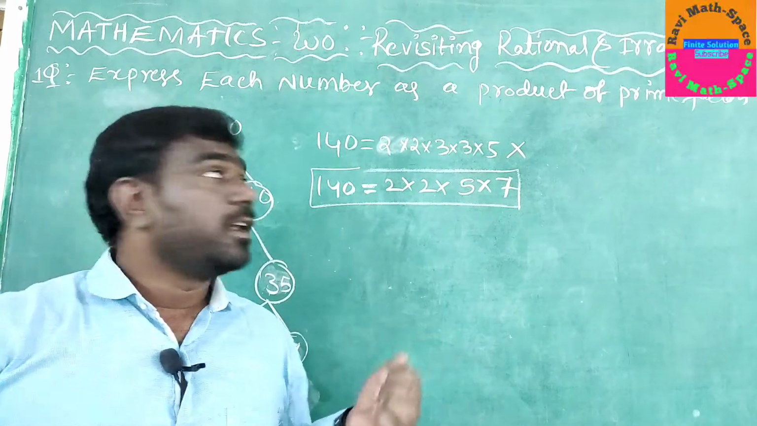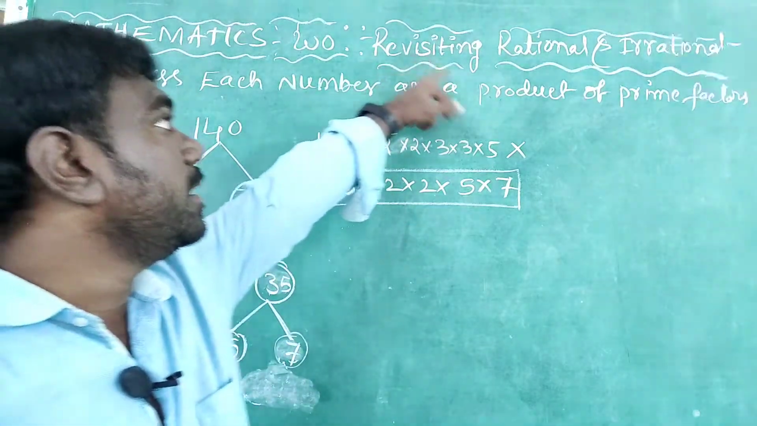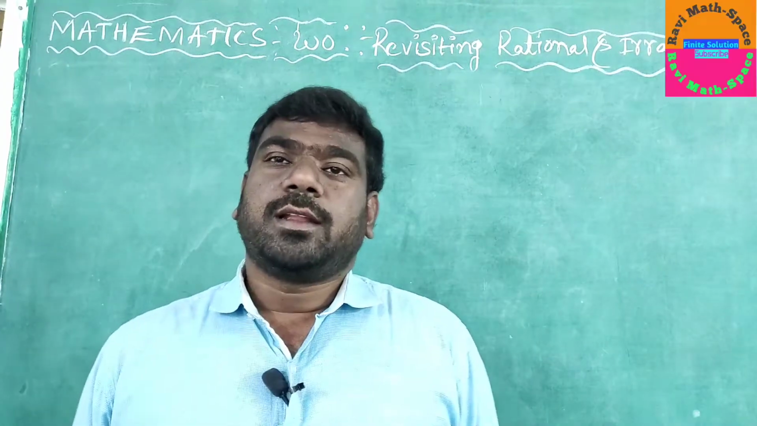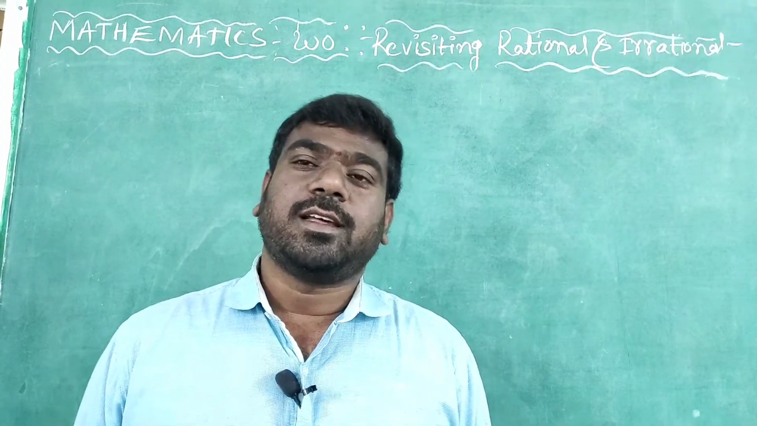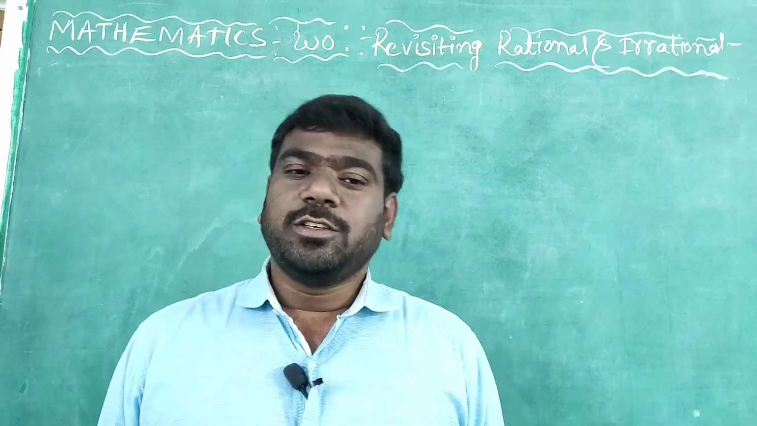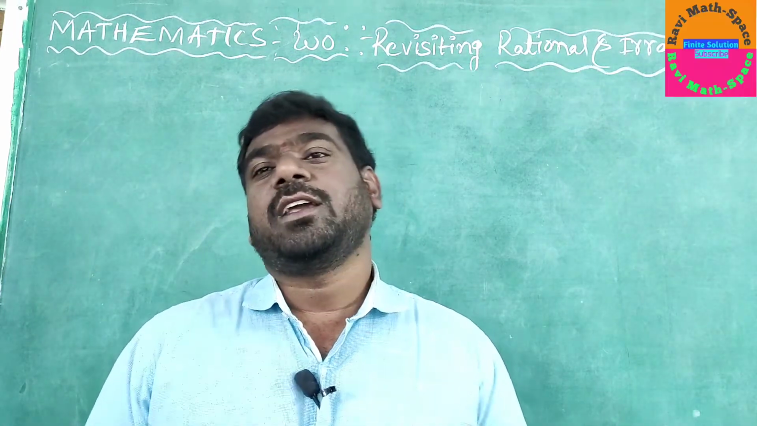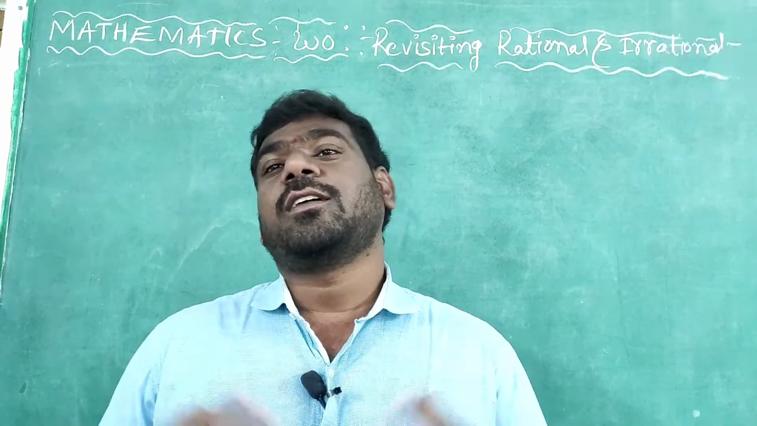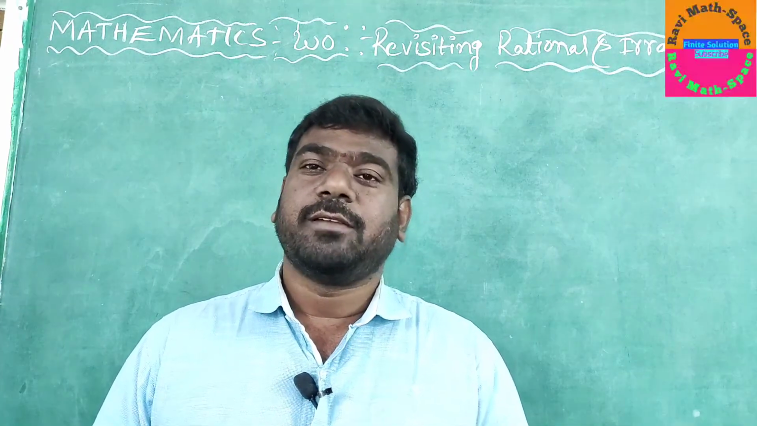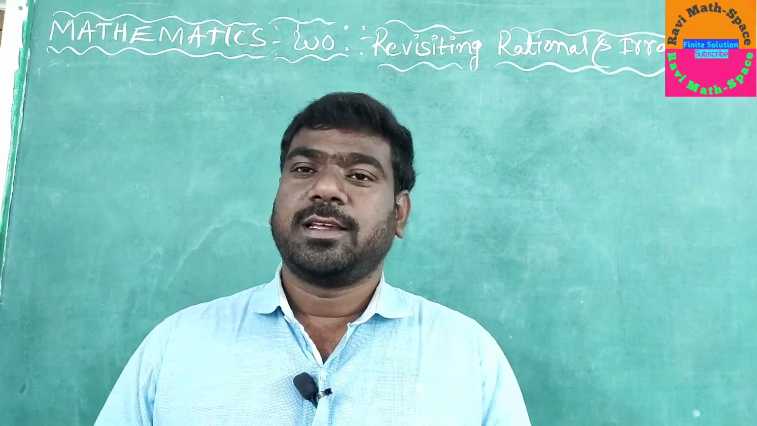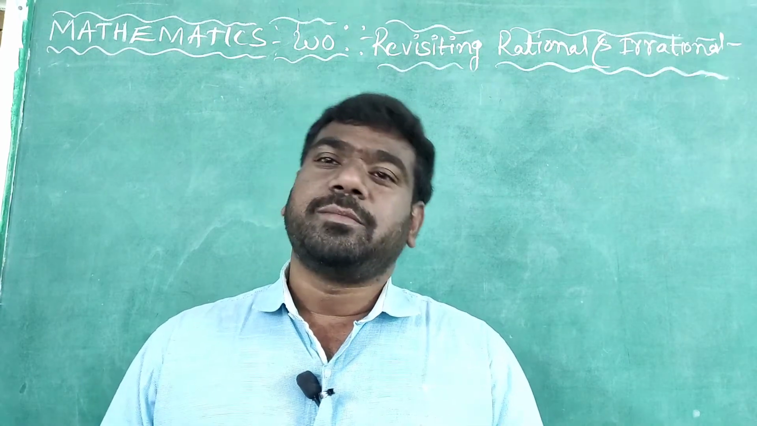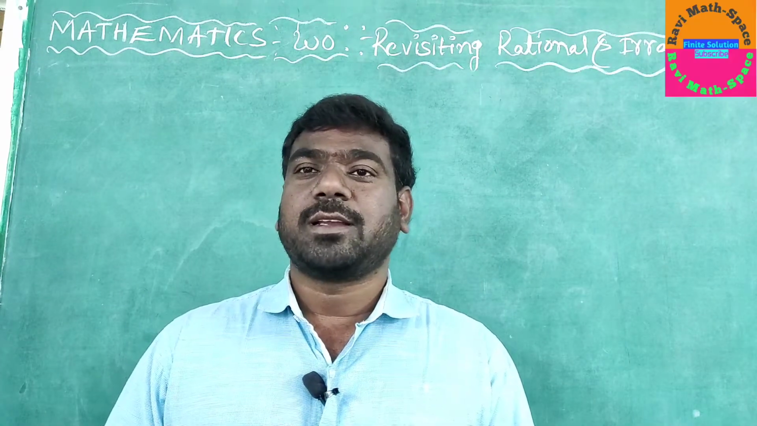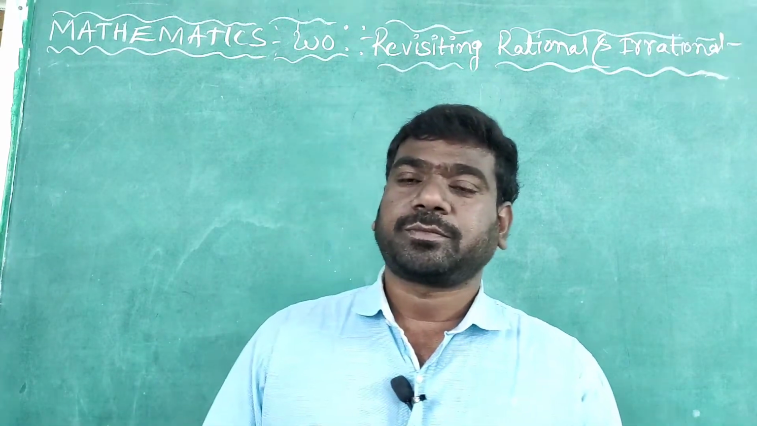Okay, next, today's topic is revisiting rational and irrational numbers. What are the rational numbers? What are the irrational numbers? Can you tell me? In total, how many numbers do we have? We have uncountable numbers. These uncountable numbers are called real numbers.